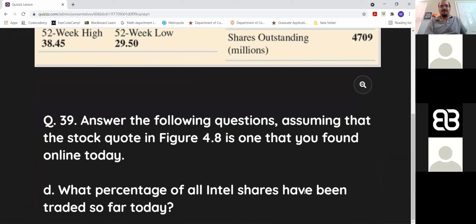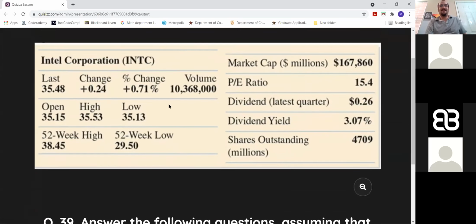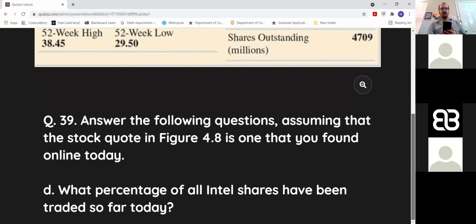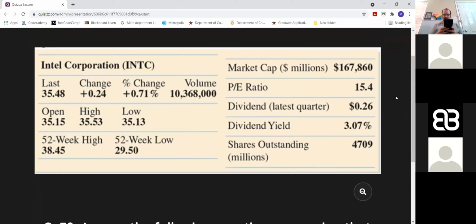What percentage of all Intel shares have been traded so far today? So I think we might pull up that number now. This is the number that got traded today. This is the total number of shares that they have. It should be a percentage. Let me see. Yeah, 2 decimal places should be a percentage. Probably a really small percent.